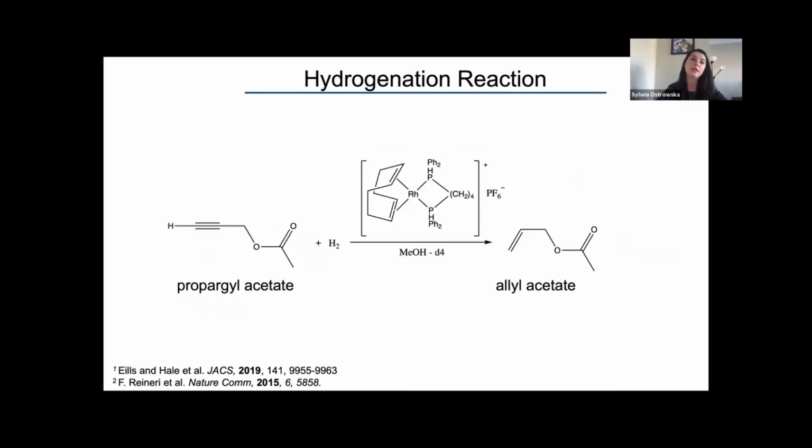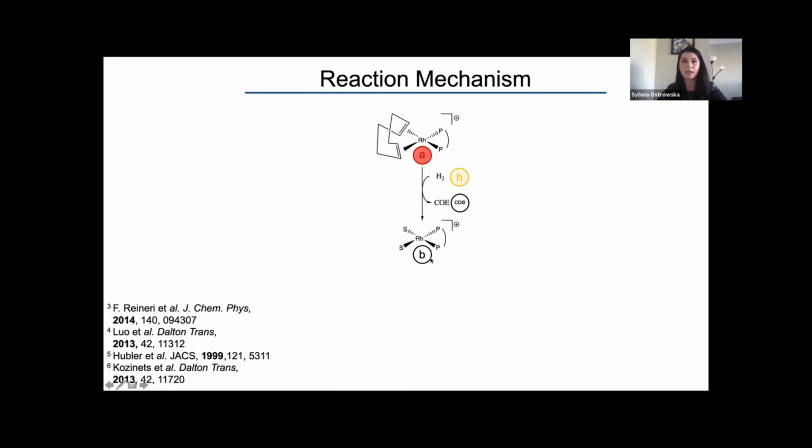So now the reaction that was implemented was the first step of the cyclic hydrogenation, where propargyl acetate was hydrogenated in the presence of this rhodium catalyst to yield allyl acetate. And the reaction was done in methanol-d4. Now this reaction occurs by the following mechanism. Maybe I'll just switch to the laser pointer.